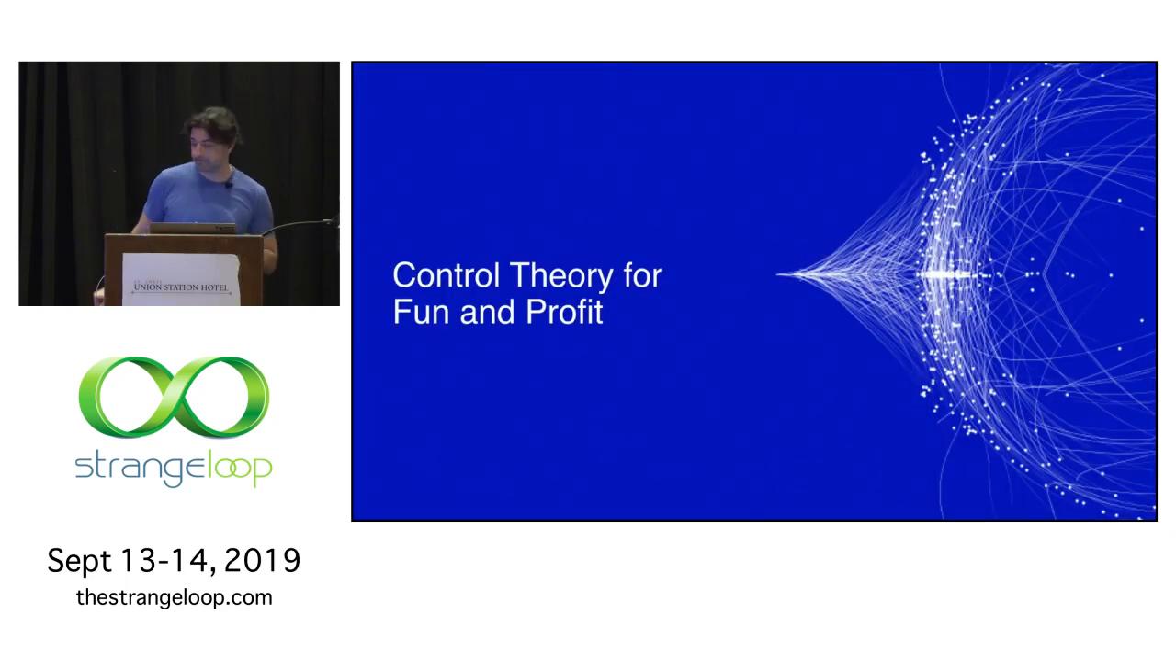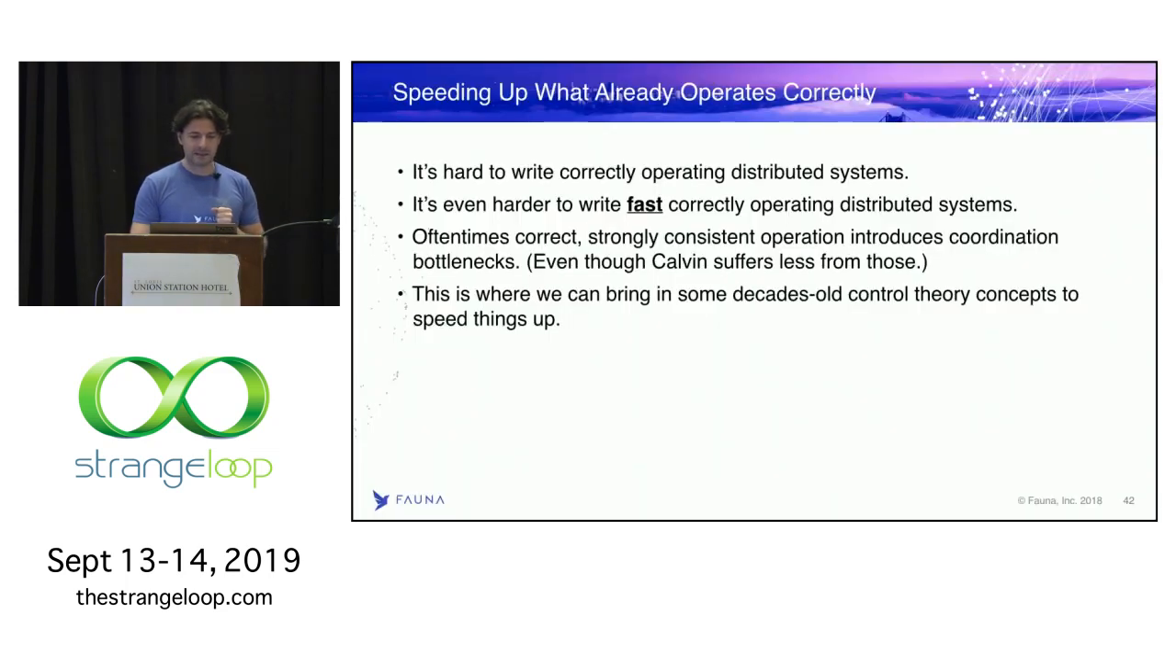All right, so for the end of the talk, I want to talk a little bit about control theory aspects that we put into the database. Actually, we talked about two. One we put in and the other we plan to put in. That one is only speculative, but it's a fun idea. So the idea with control theory is, let's presume you have something that works correctly. It's hard enough as it is to write a correctly operating distributed system, and make it somewhat faster. So typically coordination bottlenecks, latencies, and so on come in, and we can use things.